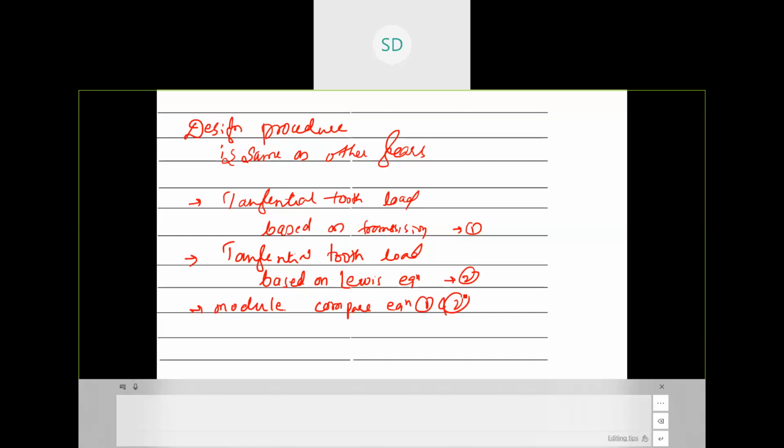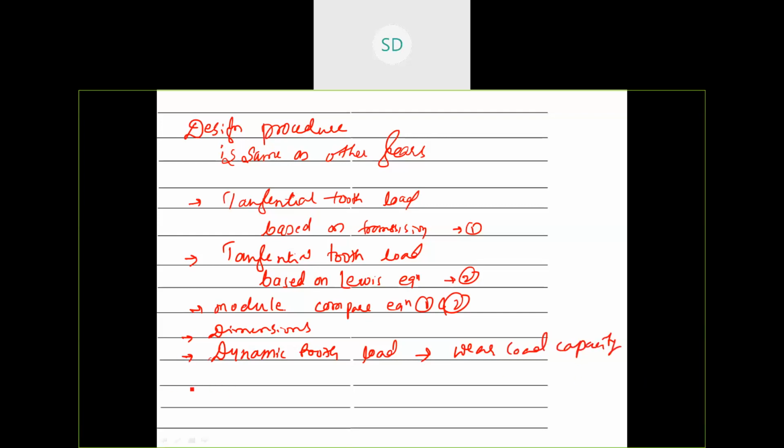So once you get the module, you are going to find out the dimensions. After the dimensions, you are going to find out the dynamic tooth load. Once the dynamic tooth load is over, you need to calculate the wear load capacity. Now these are the common steps for all types of gears.